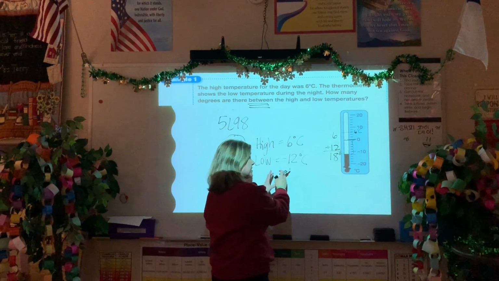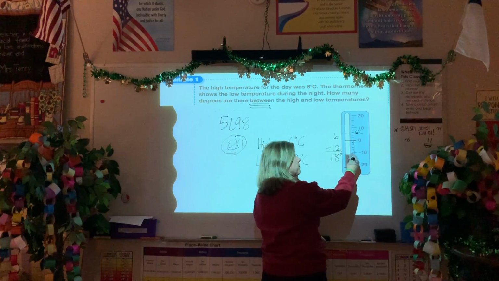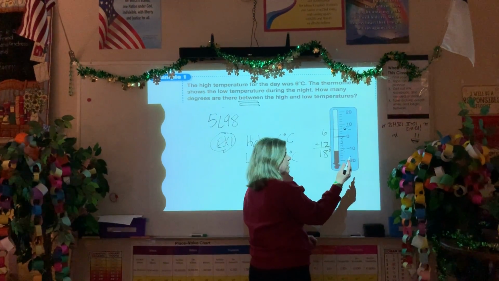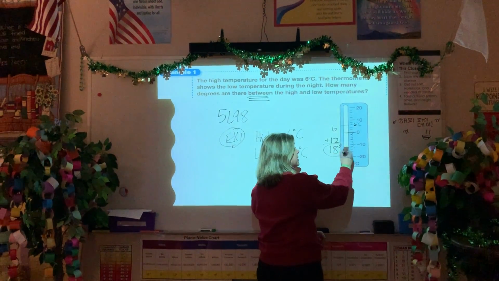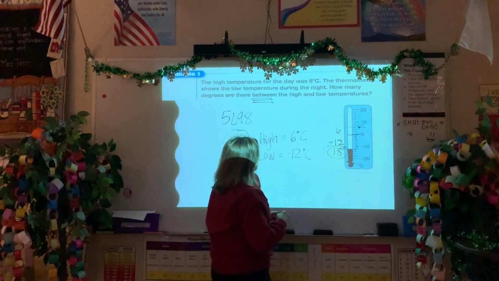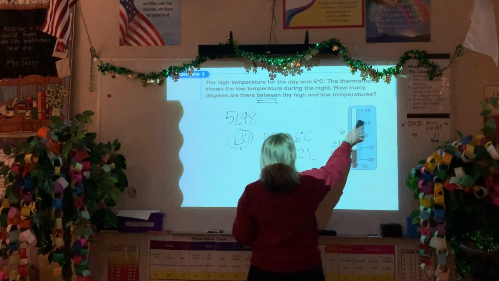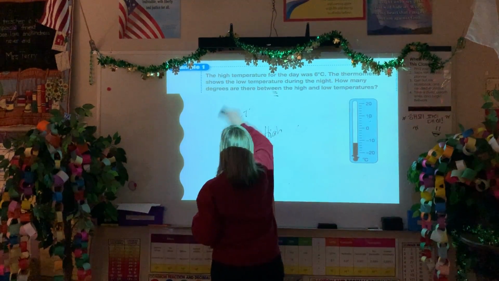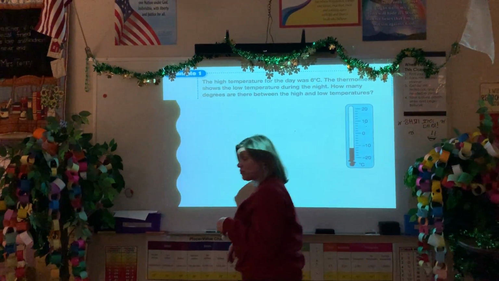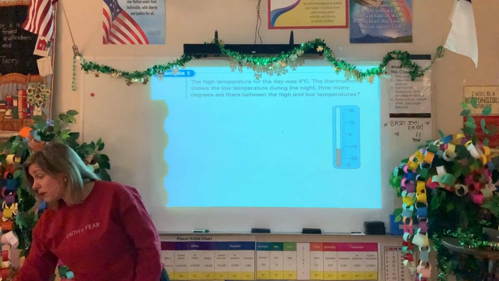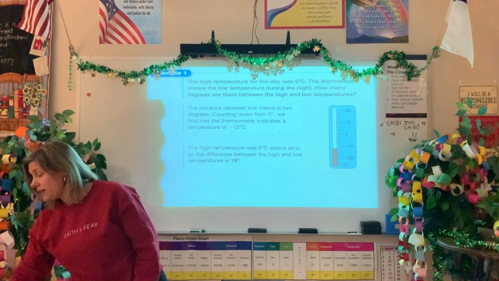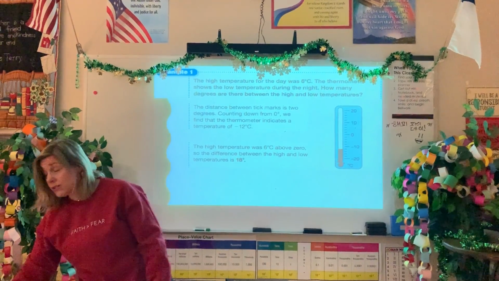So even though this is negative, we have to look at this, and that's why the number line really helps for us to see here. And so it is 18 degrees Celsius is how many degrees are in between the low and the high. And if you need a better explanation for this, go ahead and read what it says in your book. I'm going to pull that up right here. But it does have the answer as 18 degrees.